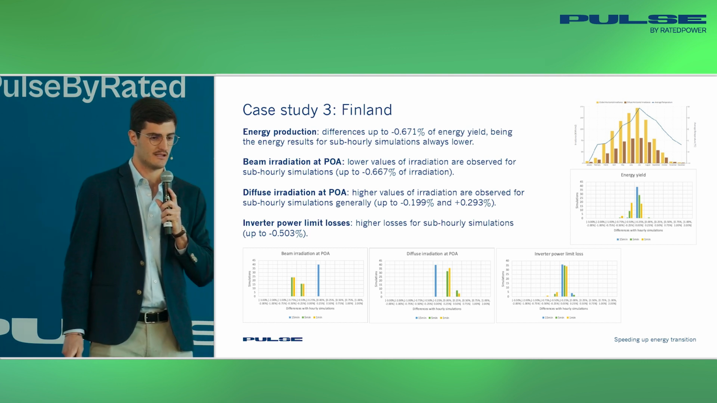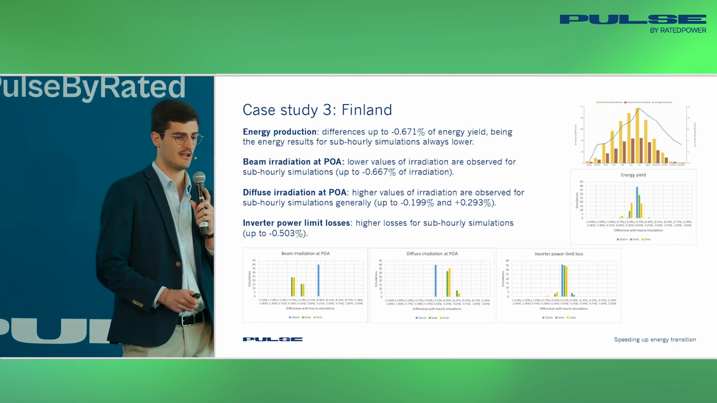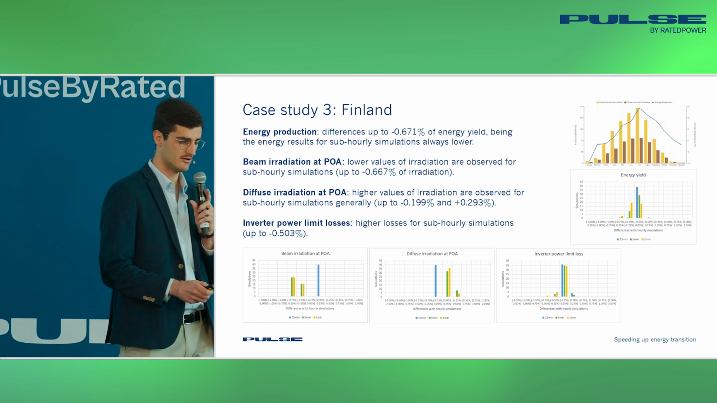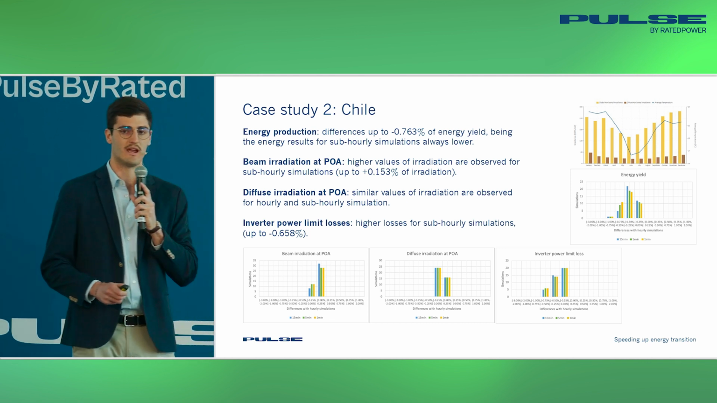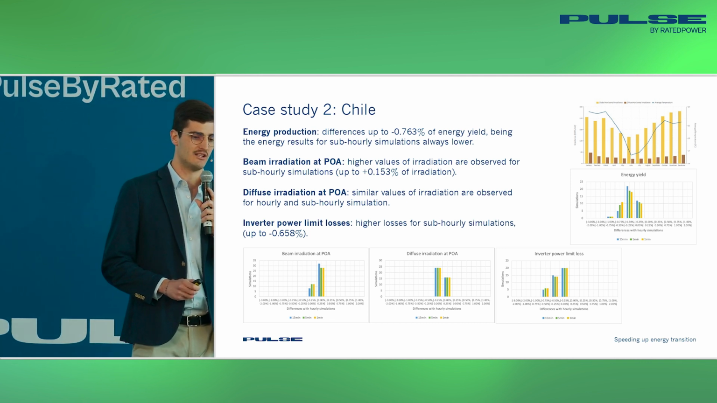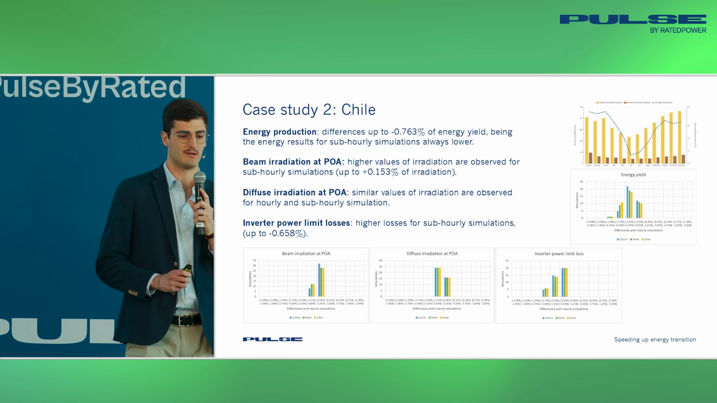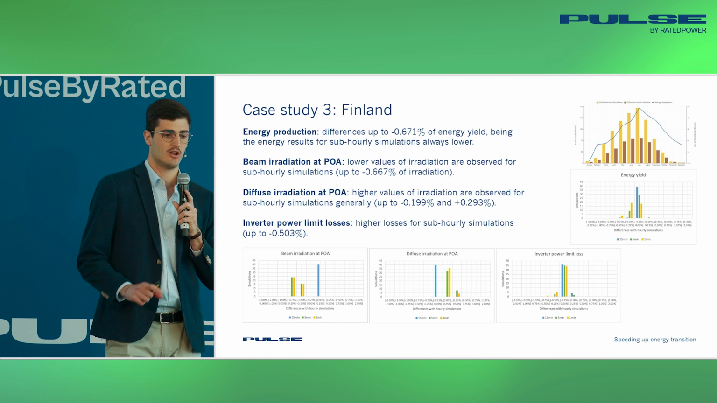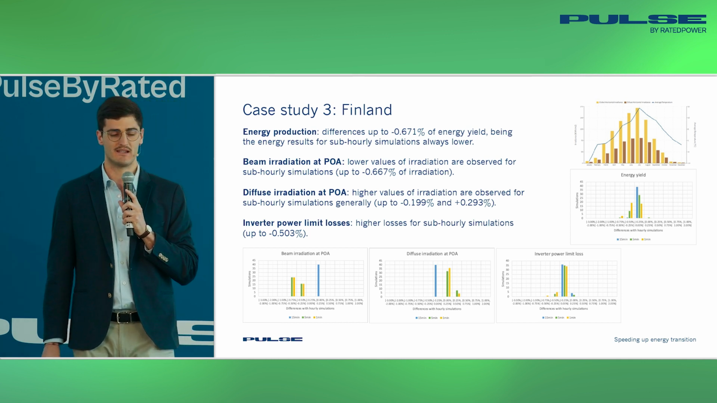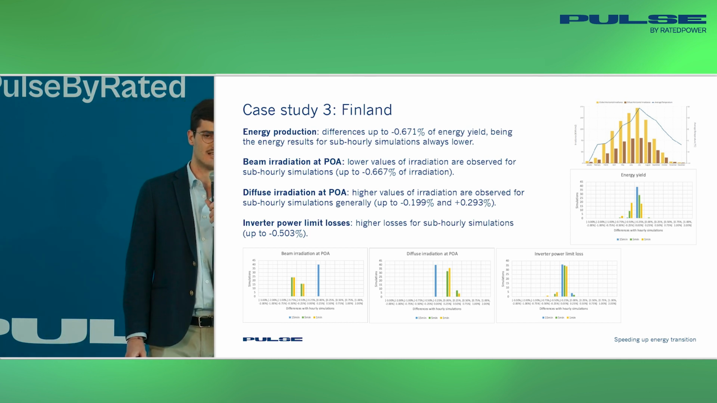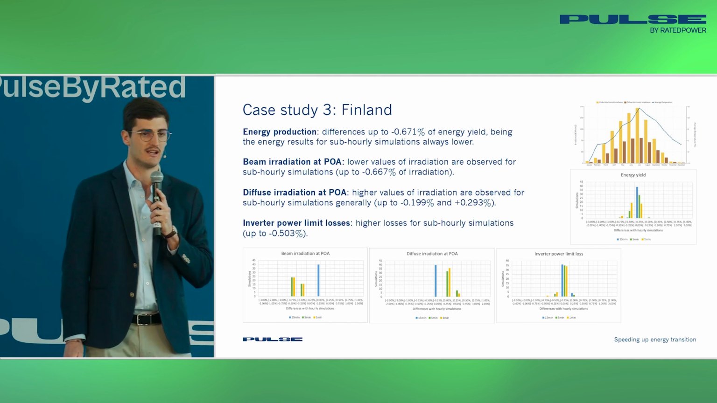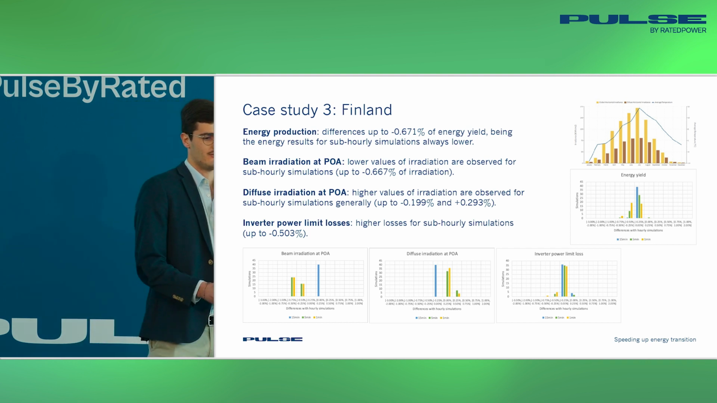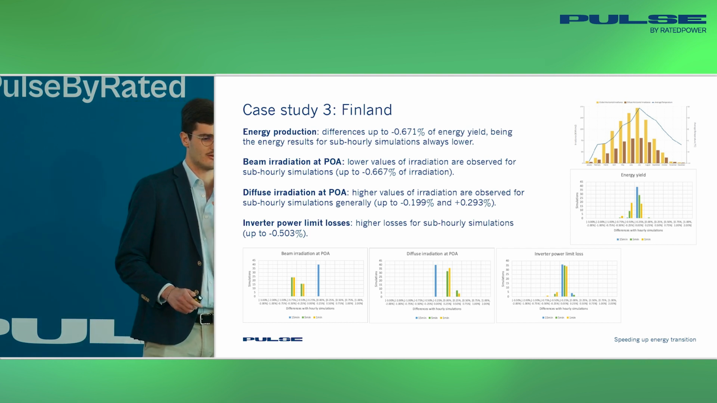Then going to Finland, here we observed a difference in the tendency in terms of beam irradiation. For the previous cases, we always had higher irradiation for the beam component at the plane of array, but for Finland, it's the other way around. So we have lower values for sub-hourly simulations, getting also significant values up to 0.66% of differences. For the diffuse irradiation, it's kind of the same as for Chile.